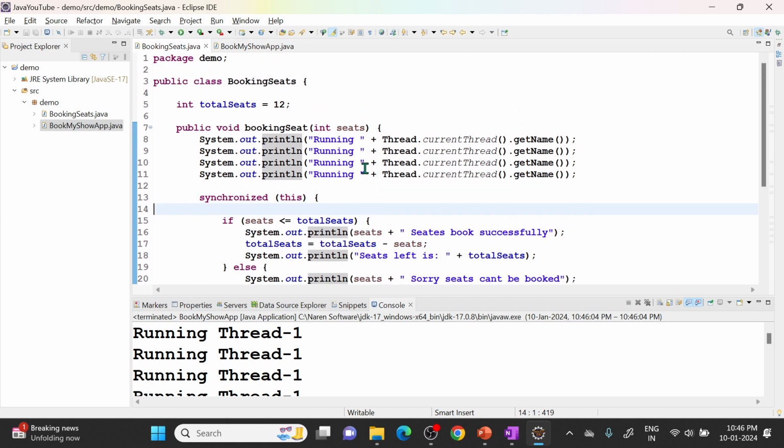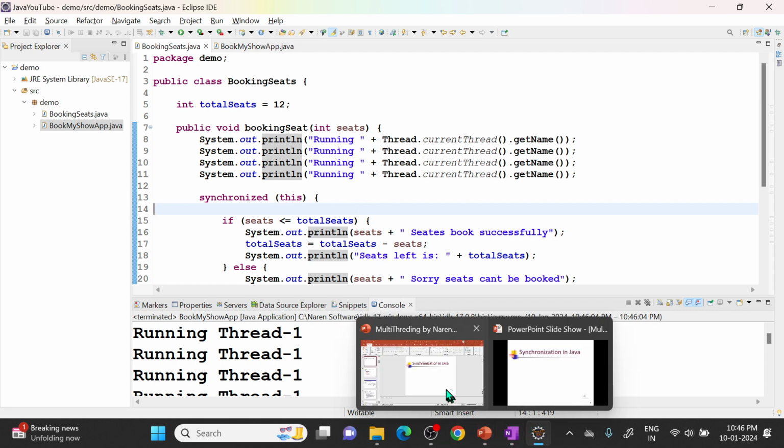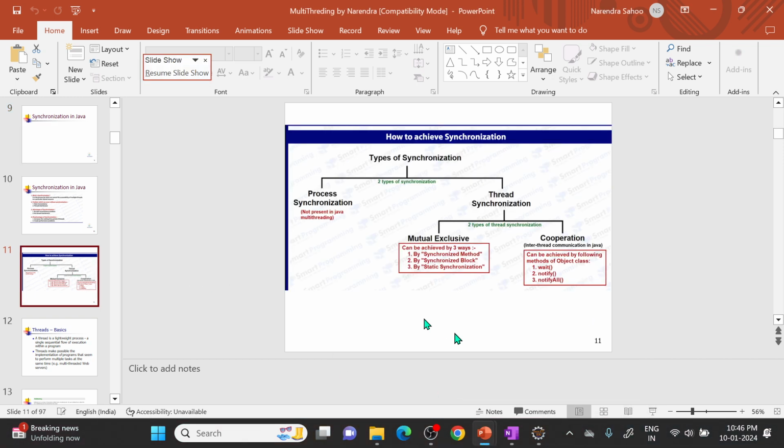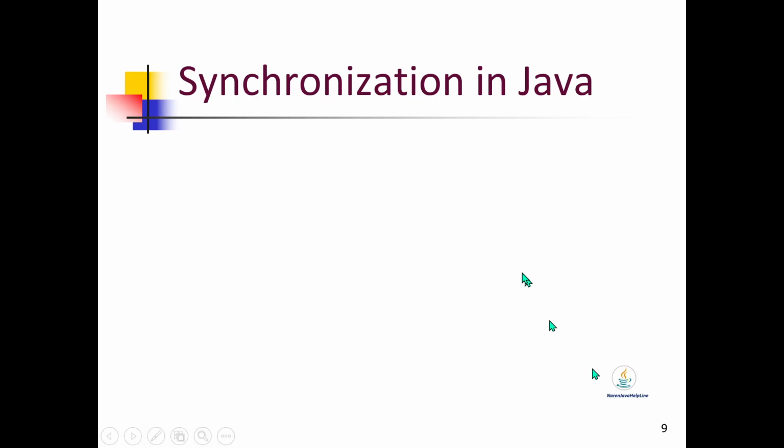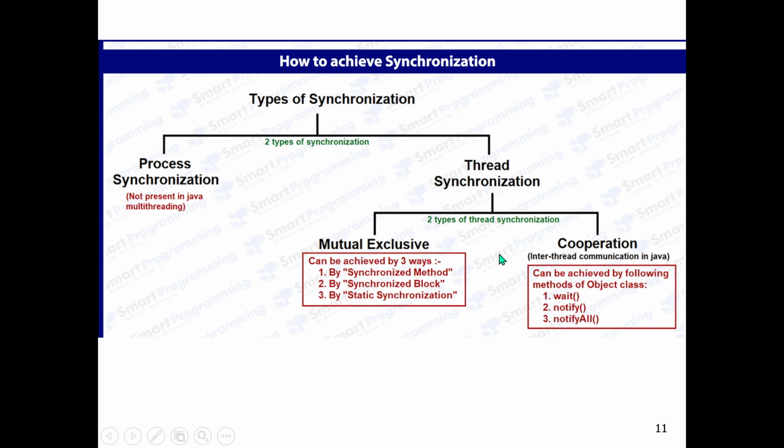Okay, now I will tell you how many ways we can do the synchronization. If we come here, we have these many ways. We can implement synchronization in 2 ways, that is process synchronization and thread synchronization. Process synchronization we are not doing anything with; we are learning thread synchronization in Java. That thread synchronization we can achieve in 2 ways: one is mutual exclusion, another is cooperation.